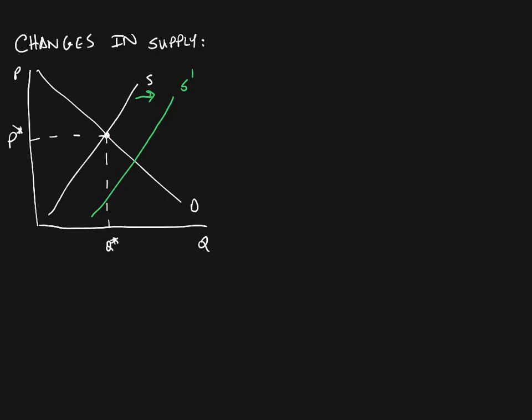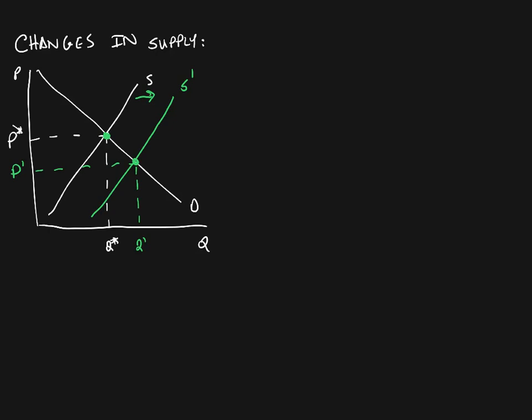So we're going to move from this equilibrium down to this equilibrium. At this new equilibrium, we get a higher quantity, that is, more is bought and sold, and the price in the market has fallen to P prime. So an increase in supply causes price to fall and quantity to rise.